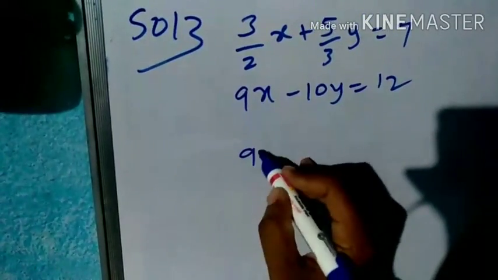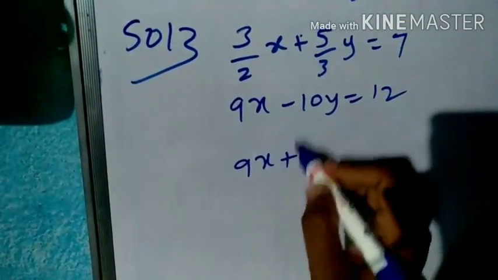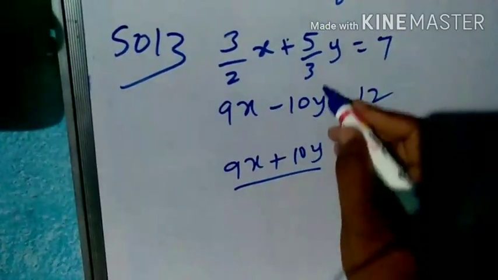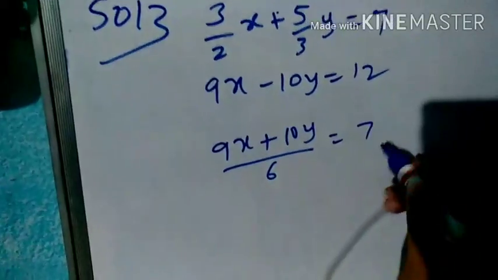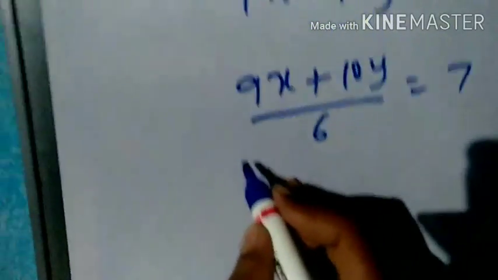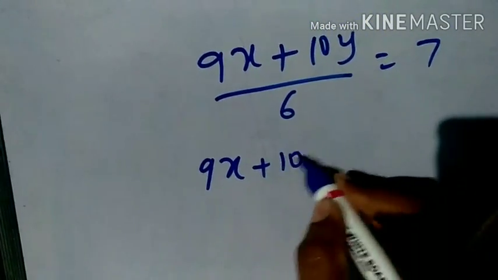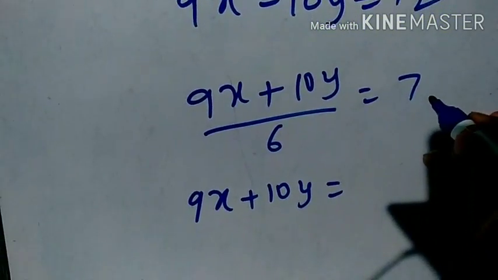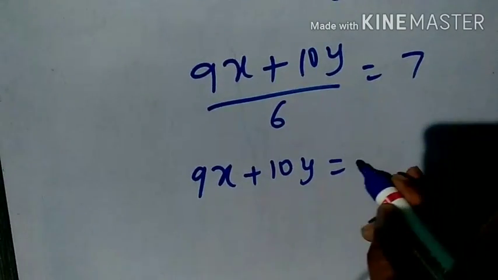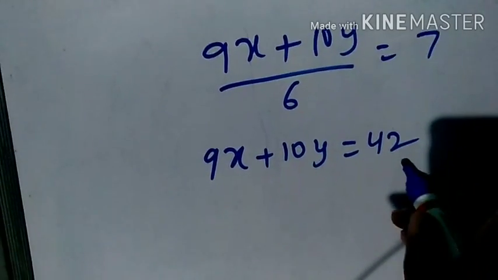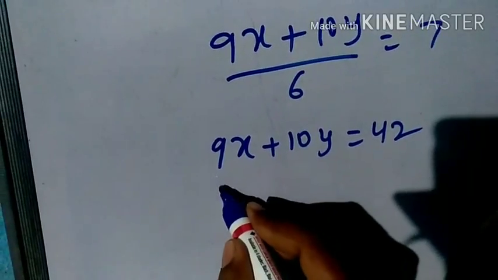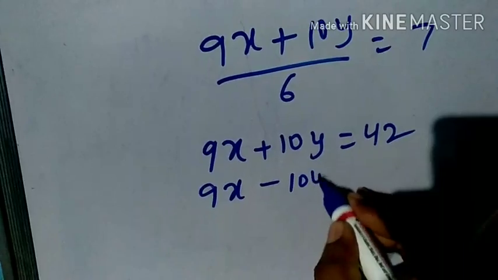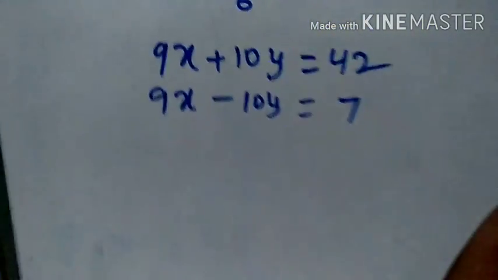3 3s are 9x plus 5 2s are 10y by 3 2s are 6 is equal to 7. So it is 9x plus 10y is equal to 6 is dividing here. Transposing means multiplying. So 7 6s are 42. Okay, so equations are 9x plus 10y is equal to 42, and 9x minus 10y is equal to 7.